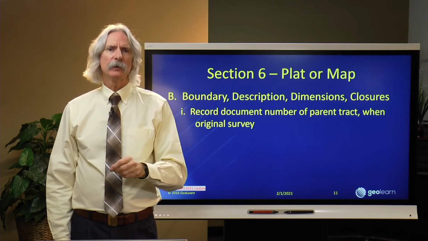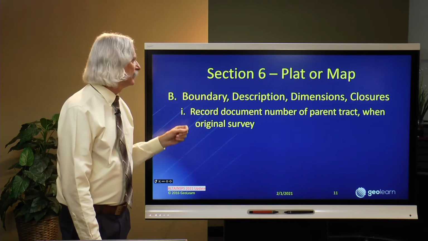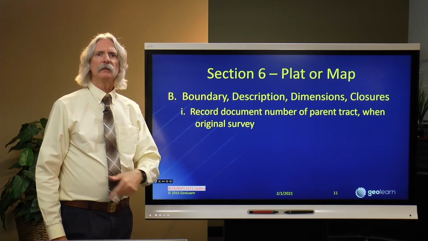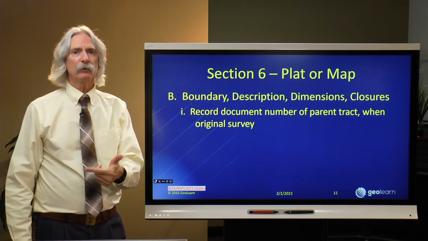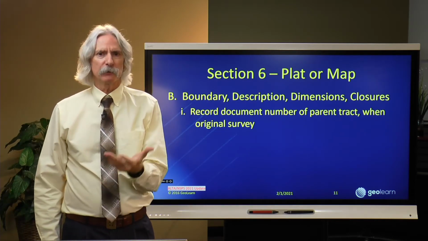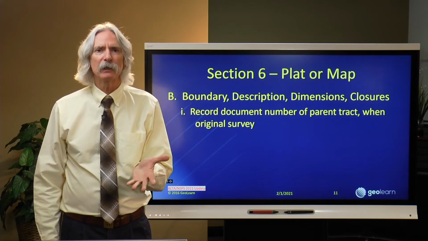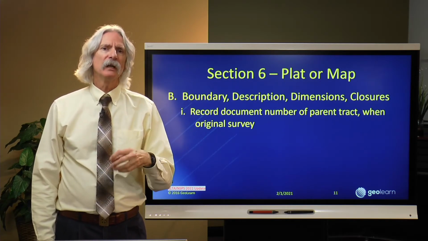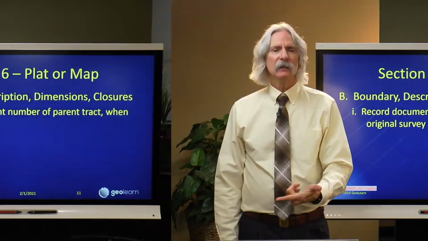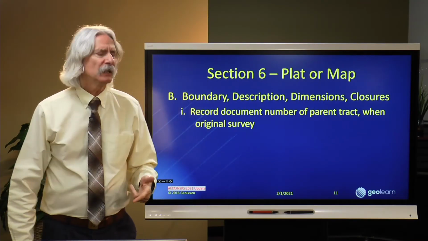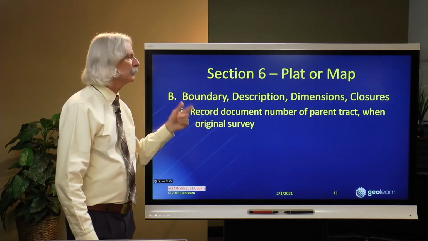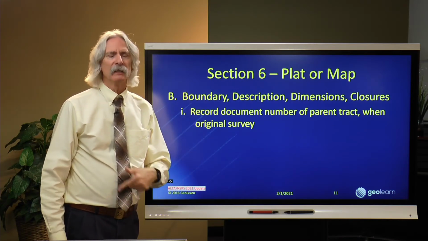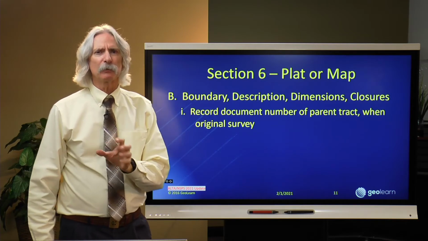6B1, there is a change, and that is that the requirement used to be that we needed to show the record description of the surveyed property. If it's a retracement, that's always been a requirement. But it also said we need to show the record description of the parent tract. So what we have now said is we just need the record document number, the recording information for the parent tract. We don't need the actual description.